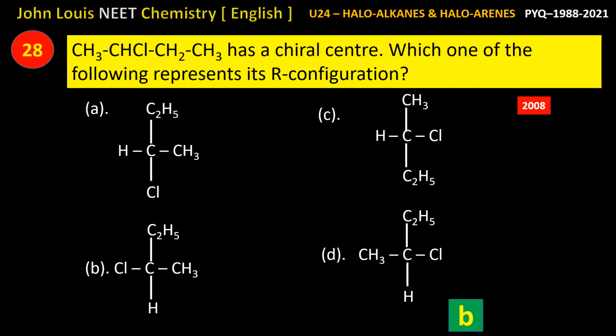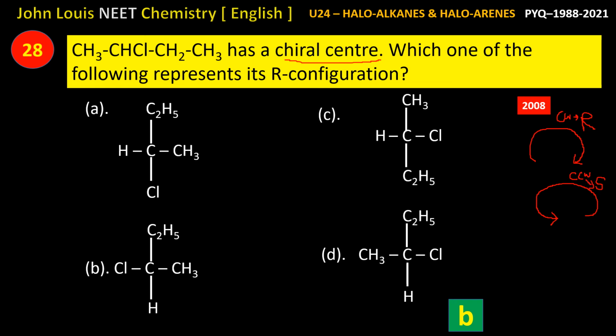CH3, CHCl, CH2, CH3 has a chiral center. So they have given it very clearly. It has a chiral center. Which one of the following represents its R configuration? So what is meant by R configuration? If the preferred groups in any optical isomer compound are arranged in the clockwise direction, that is R configuration. If they are arranged in the anti-clockwise or counterclockwise direction, that is S configuration. So clockwise is R configuration, counterclockwise is S configuration.